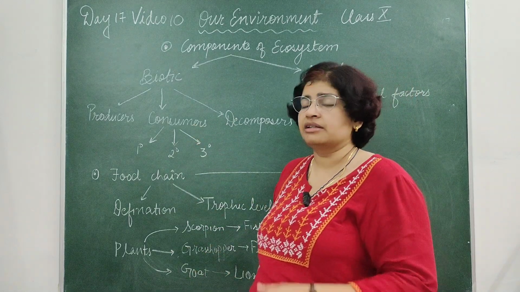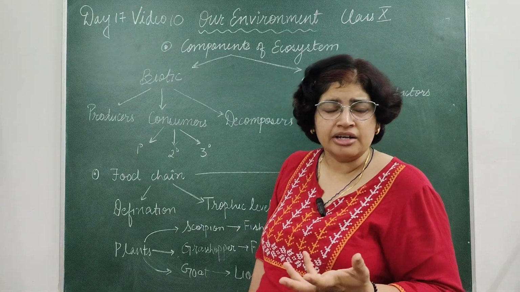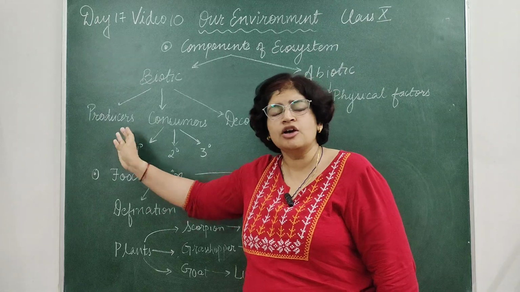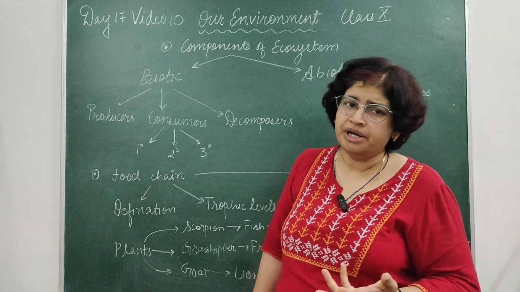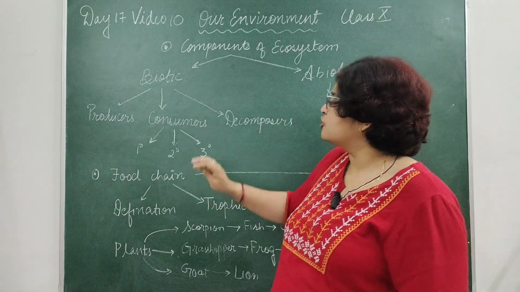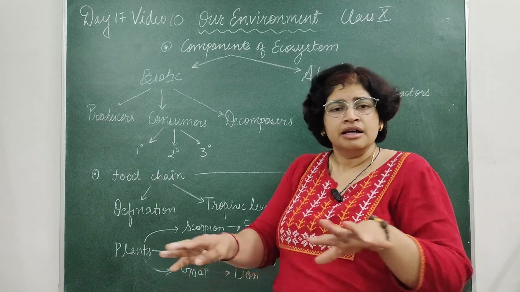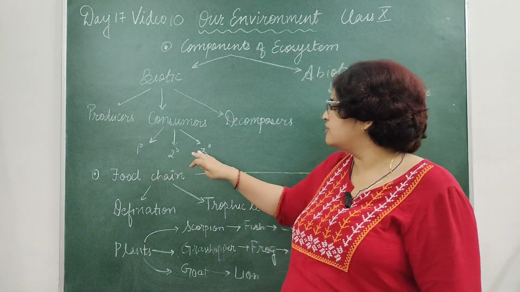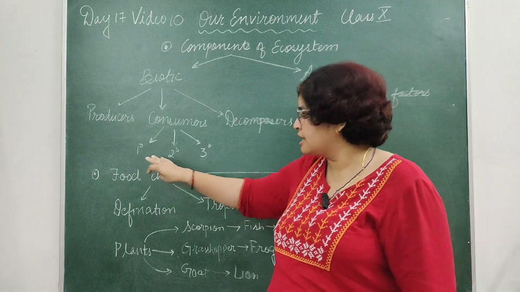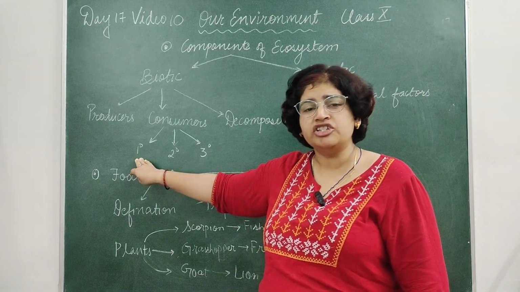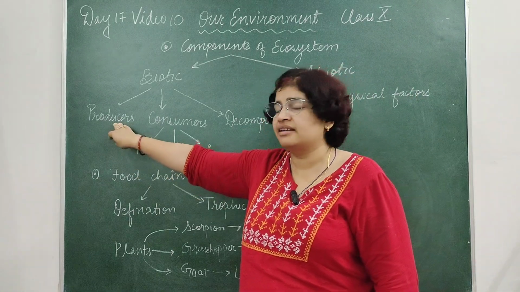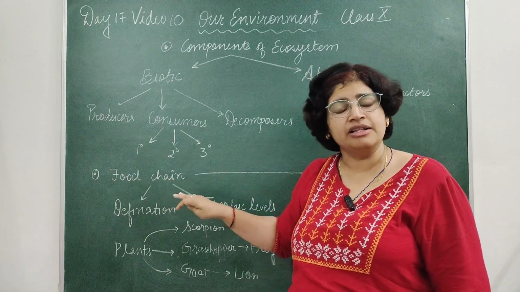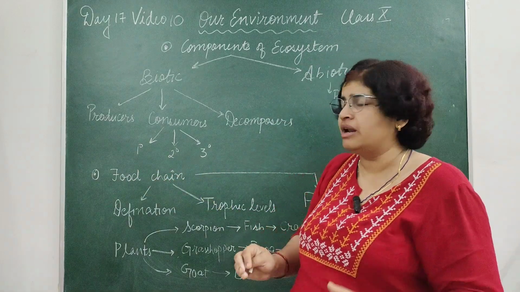Next are the consumers. The consumers category is that category in which organisms are either directly dependent on producers or indirectly dependent on producers. These consumers are then later classified into three groups: primary consumers, secondary consumers and tertiary consumers. Primary consumers are those which are directly dependent on plants, for example, herbivores. Herbivores are plant eating animals. They are directly dependent on plants.